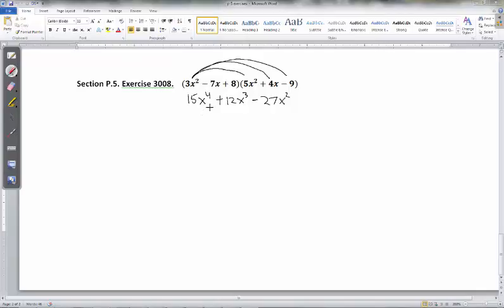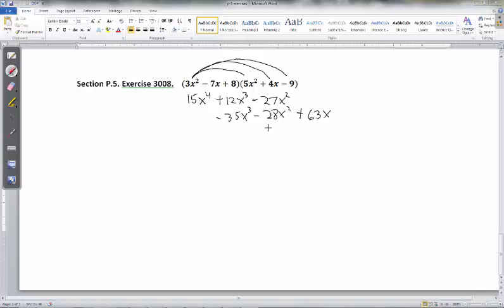That's really why I go down a line. It's hard to remember quite where you are in the multiplication if you don't have some milestones there. Negative 7x times 5x squared. Negative 7x times 5x squared will get me negative 35x cubed. Negative 7x times 4x will be minus 28x squared. Negative 7x times negative 9 will be plus 63x.